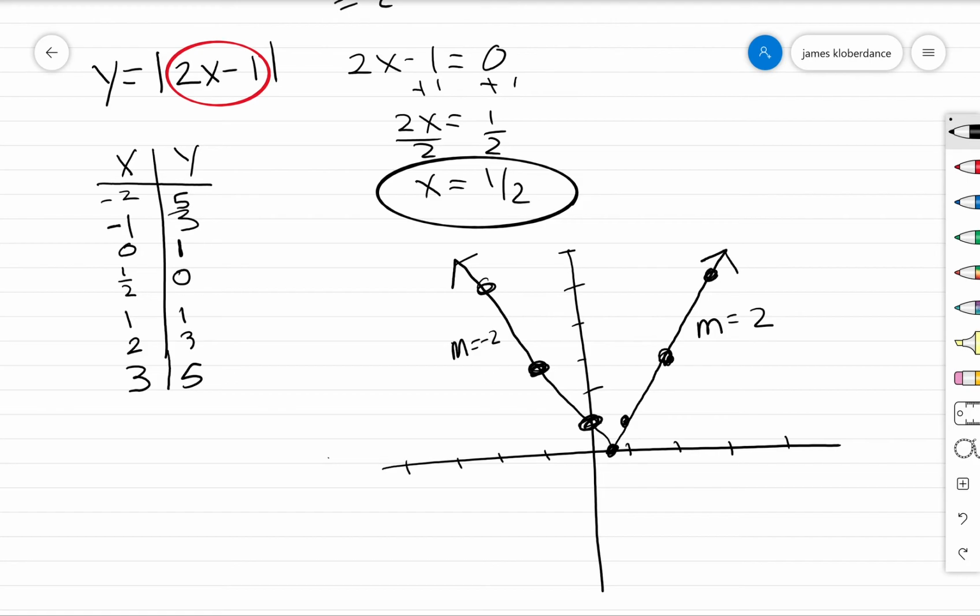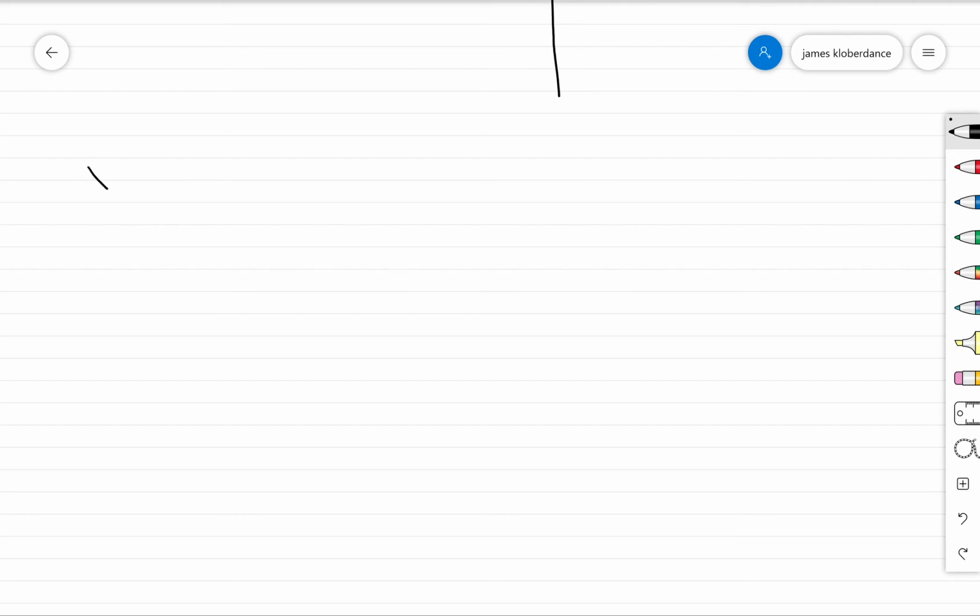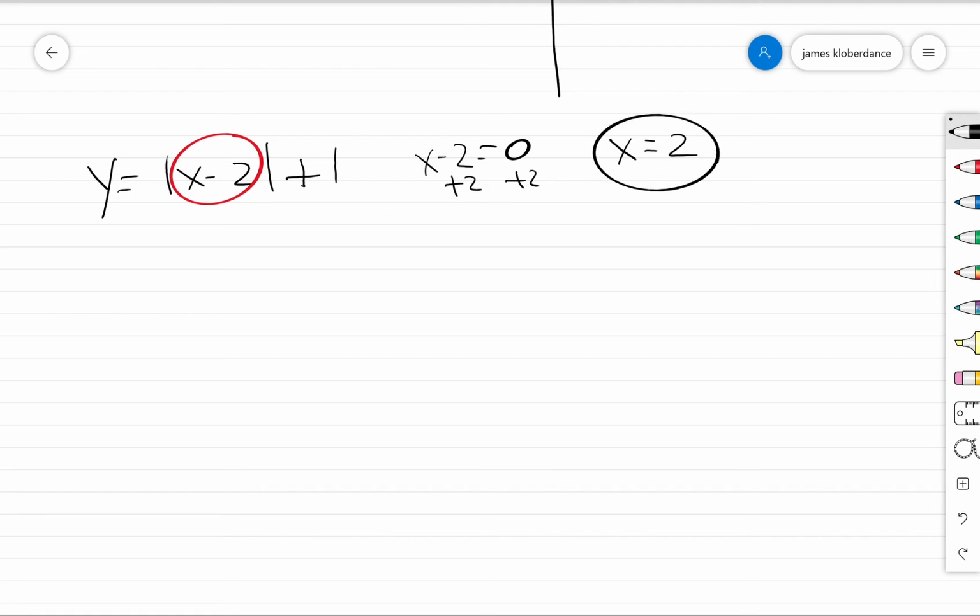So let me do one more example. So let's do something like this. y equals the absolute value of x minus 2, plus 1. Let's see what that does. So again, the vertex will occur when this quantity inside of the absolute value is equal to 0. So it's going to occur when x minus 2 equals 0. So add 2, add 2. So the vertex is going to have an x coordinate of 2.